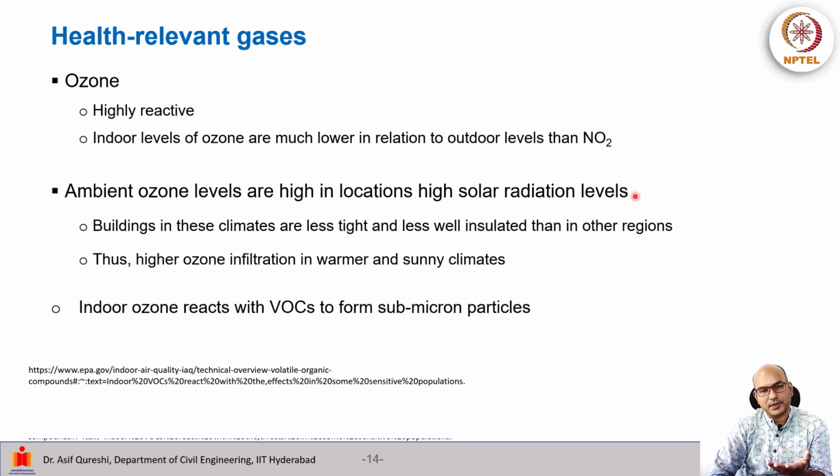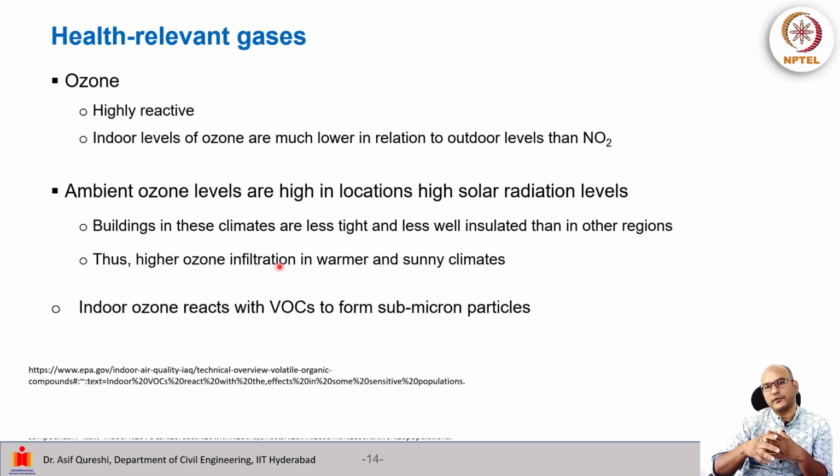So there is more ozone outdoors, but also we know in such places often we may find buildings that are less tight and less well insulated. For example, in a very cold region, there is very high insulation in those cold places. In higher solar radiation areas, sometimes the buildings may be less airtight. Maybe they made it a more ventilated building, let us say. So the buildings in these areas are sometimes less tight and less well insulated, and therefore there is higher ozone infiltration also.